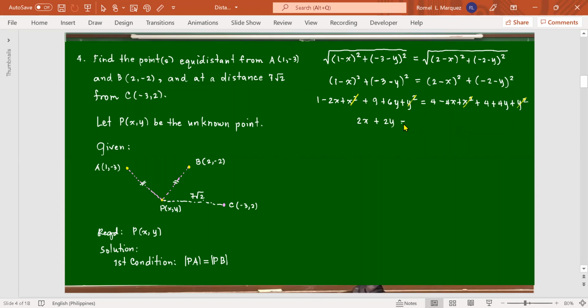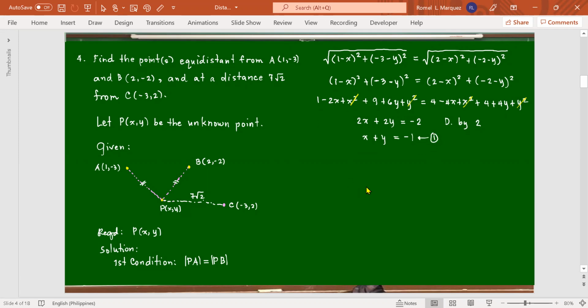And then what about the constant? 4 plus 4, that is 8. On the left side, 10. So 8 minus 10 giving what? Negative 2. So divide by positive 2, we get x plus y is equal to negative 1. This will serve as our equation number 1.